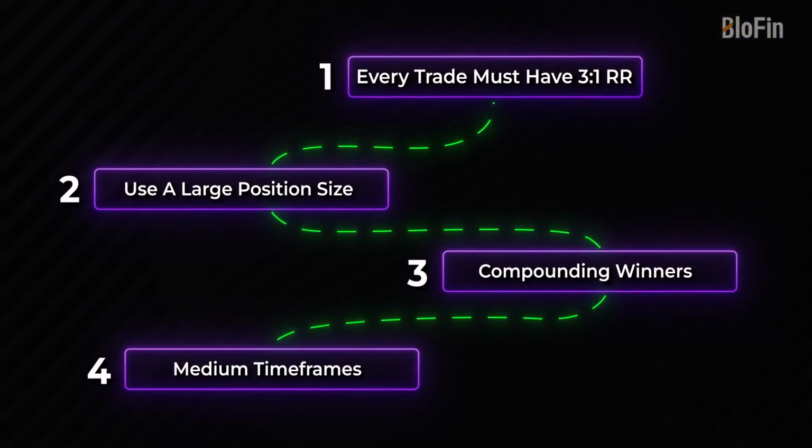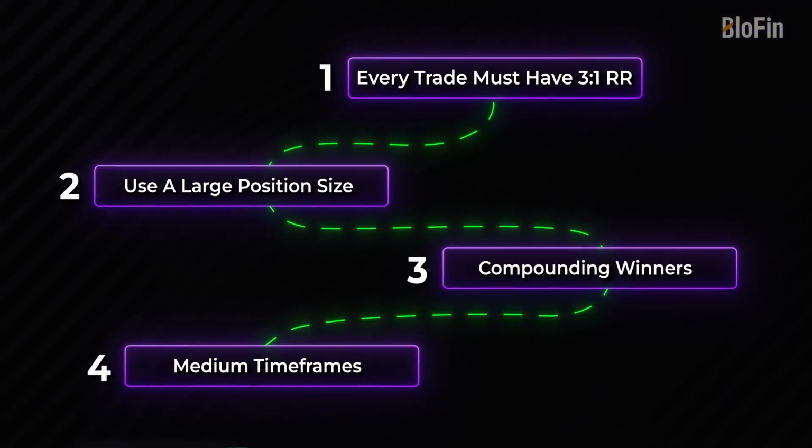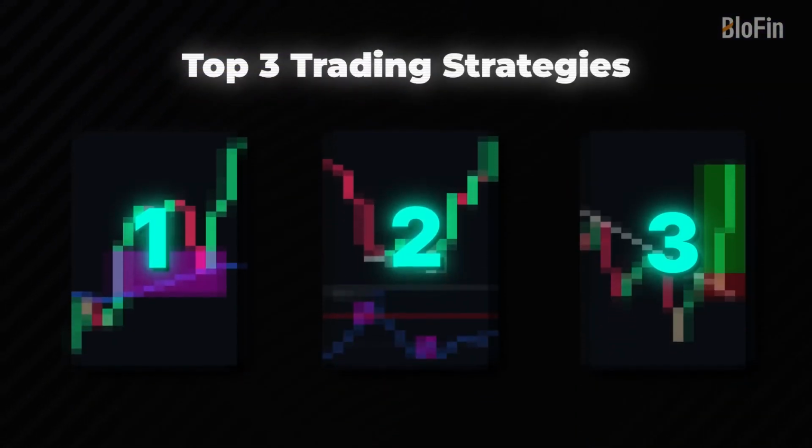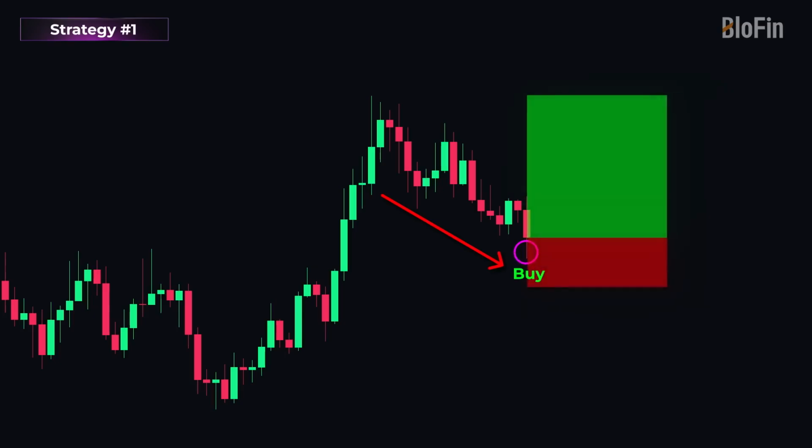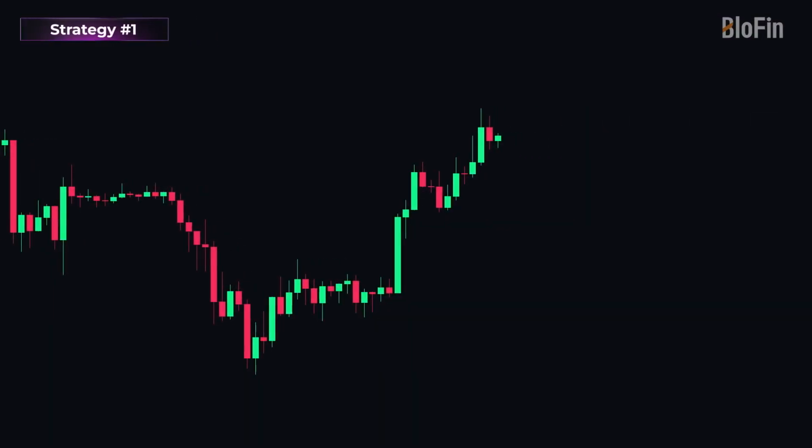So now that you know the key rules to follow when growing a small account, let's get into the top 3 trading strategies you can use. Starting with the first one. This strategy is all about taking advantage of trends. But instead of chasing the trend, the key here is to enter during a pullback of that trend. This way, when the trend continues, you'll end up with way more profits because you entered with a better risk to reward.